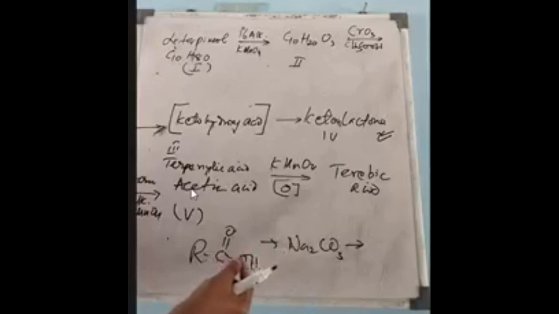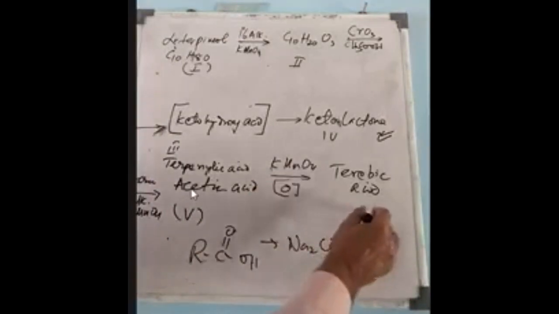Sodium carbonate is a very cheap chemical. Either you put the solid compound in, or if it is not a liquid, you prepare its solution and add the sodium carbonate solution. If effervescence, that is, bubbles, is produced, then it means a carboxylic acid is present.